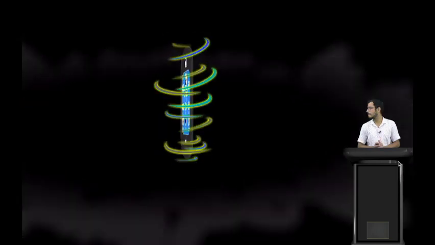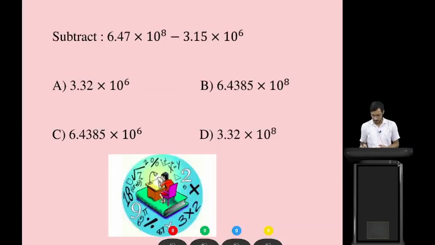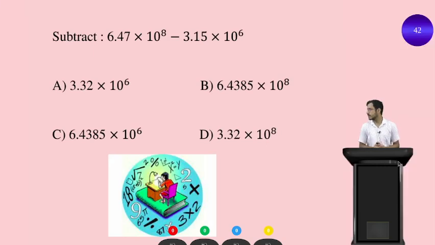Okay, students, now we have a question here. Subtract 6.47 into 10 to the power 8 and 3.15 into 10 to the power 6. I am giving you 45 seconds. Which option is correct here? Okay, students, the right answer is option B, 6.4385 into 10 to the power 8.